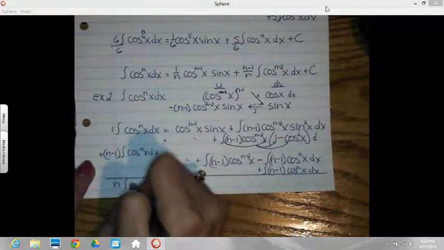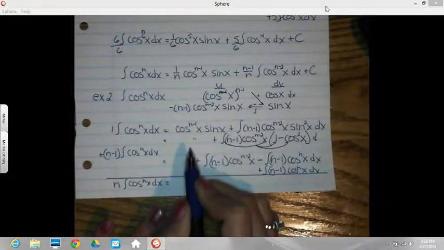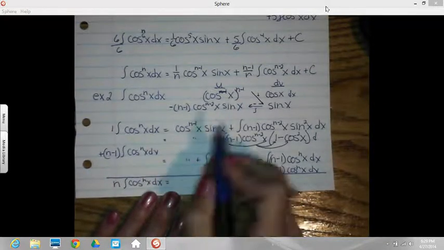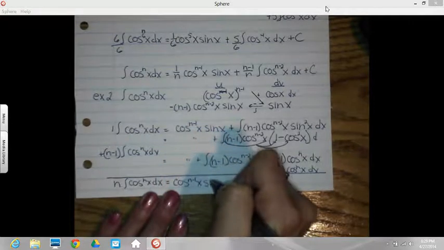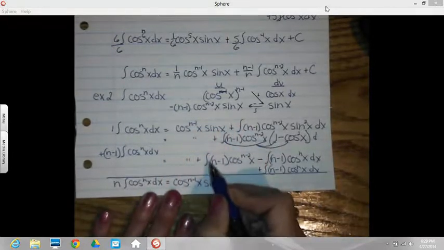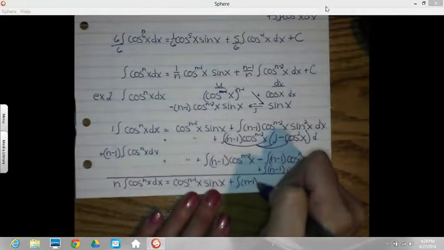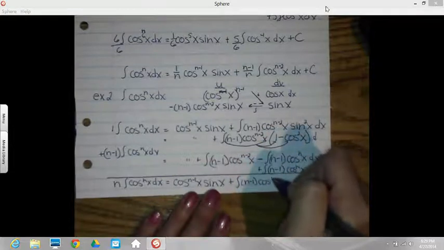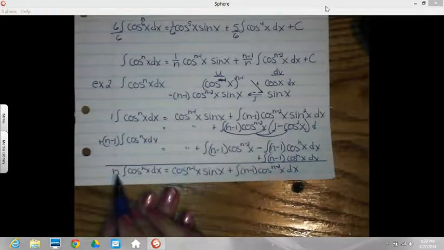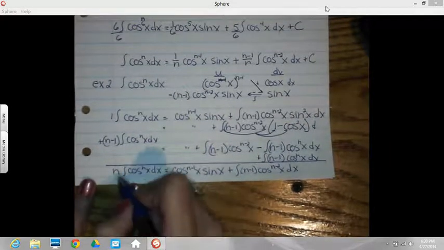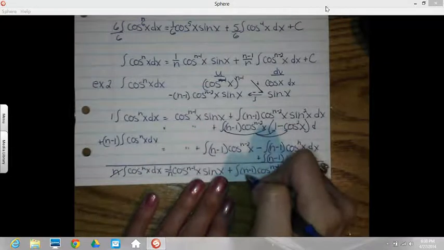Integral of cosine to the n x dx equals, still have my first term, I'm ready to write that down. Cosine to the n minus 1 times sine, plus this integral of n minus 1 cosine to the n minus 2 x dx. And then my last step to do is to divide by the n. So that will cancel that. This will give me 1 over n. This will give me n minus 1 over n.